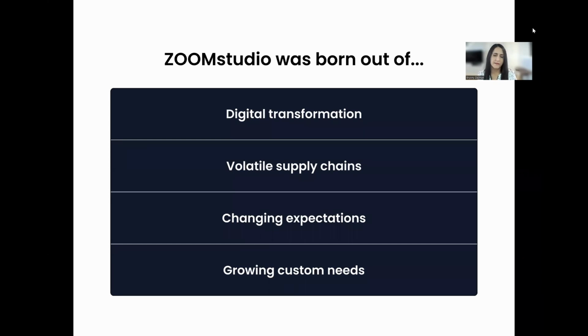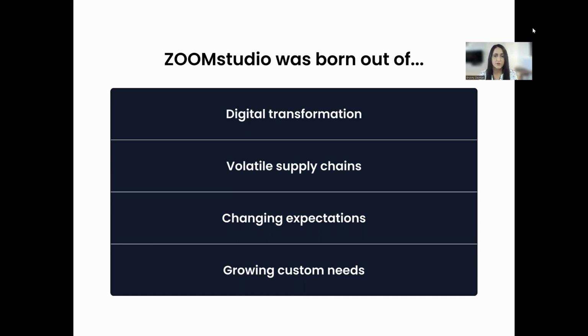And then growing custom needs. So after launching Zoom Catalog, we launched a platform called Zoom Custom, which allows distributors to rebrand your content as their own. They can add their logo and their information, and then the rest of the catalog or flyer is static.